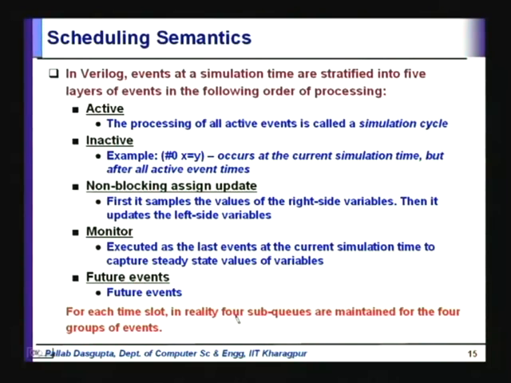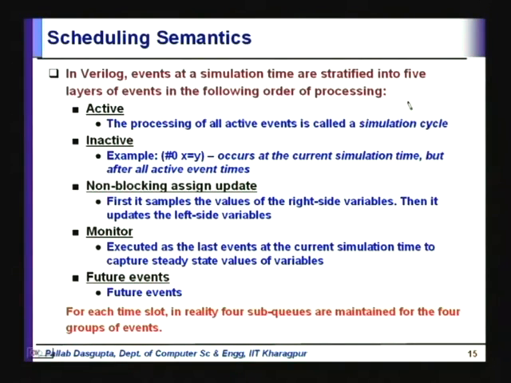So, this shows the scheduling semantics of Verilog. So, in Verilog, events at a simulation time are stratified into 5 layers of events in the following order of processing. The first thing is the set of active events. The processing of all active events is called a simulation cycle. Okay, so, when we talk about simulation cycle, that has got nothing to do with the clock cycle. Please be careful about that. Clock cycle is the clock boundary, all right.